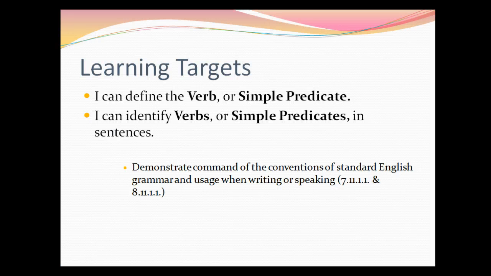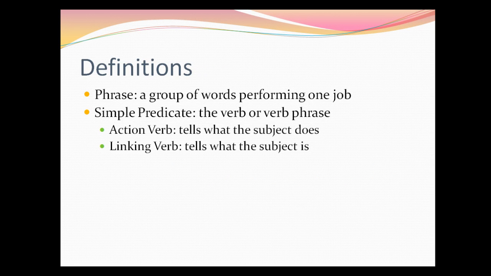First, our learning targets. I can define the verb or simple predicate, and I can identify verbs or simple predicates in sentences. Our definitions. First, the word phrase is a group of words performing one job. A simple predicate is the verb or verb phrase. An action verb tells what the subject does, whereas a linking verb tells what the subject is. All four of those terms will be useful in this lesson.